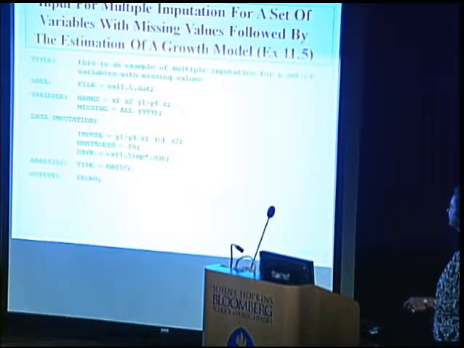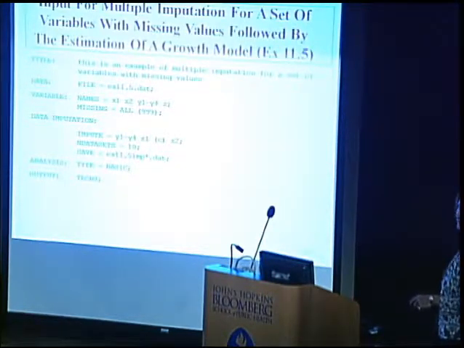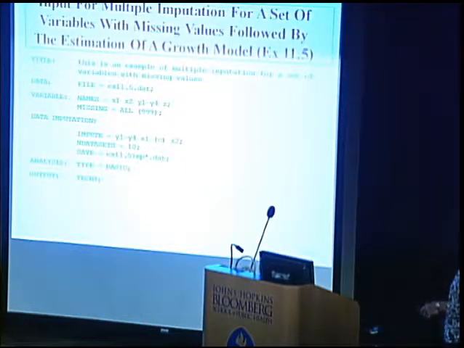And the save option says that we want to save these data sets. For example, we say ex11.5imp, and then we say star.dat. So that star will be replaced by the numbers 1 through 10 to name the data sets. So it'll be ex11.5imp1.dat, imp2.dat, imp3, etc., up to imp10.dat.